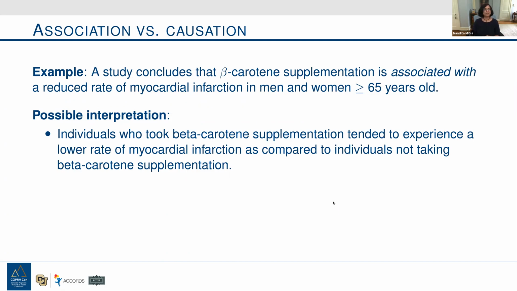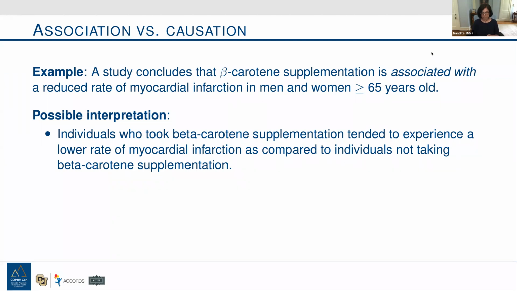So first, what do we mean by association versus causation? Well, a quick example is, say in a study they conclude that beta-carotene supplementation is associated with a reduced rate of myocardial infarction in men and women over 65. So a possible interpretation is that individuals who took beta-carotene supplementation tended to experience a lower rate of myocardial infarction compared to individuals who didn't take beta-carotene supplementation. So a very standard way of interpreting an association.